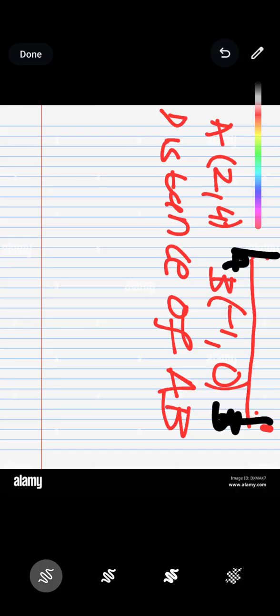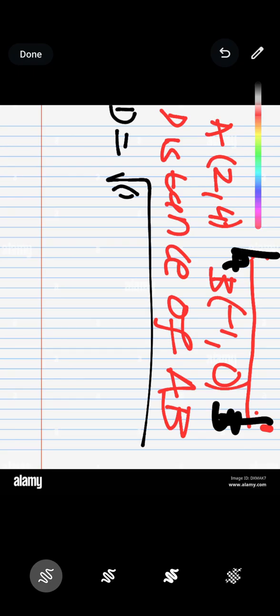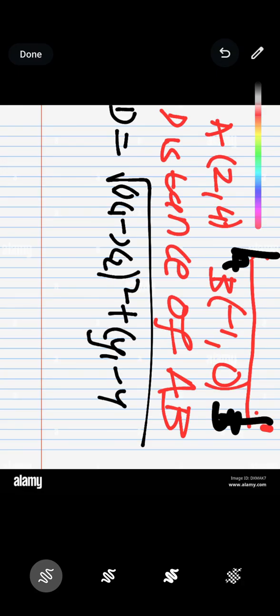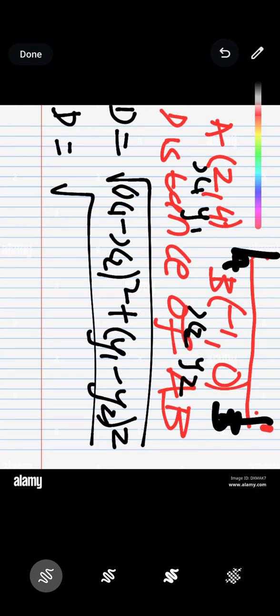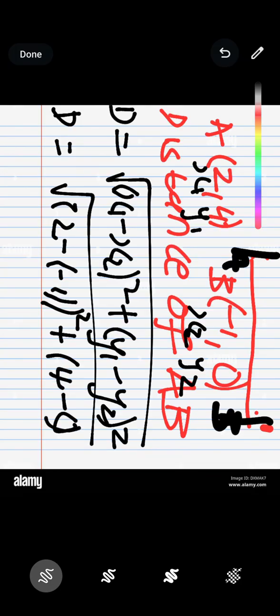Okay, so you just have to use the formula. Distance is equal to square root of x1 minus x2 squared plus y1 minus y2 squared. So you have to name them x1, y1, x2, y2, right? So distance will be equal to square root of, what is our x1? Our x1 is 2 minus x2. x2 is minus 1. Remember, minus 1, you have to be careful. You have to put it in brackets like this. Plus what is y1? 4 minus y2, 0. Square root.